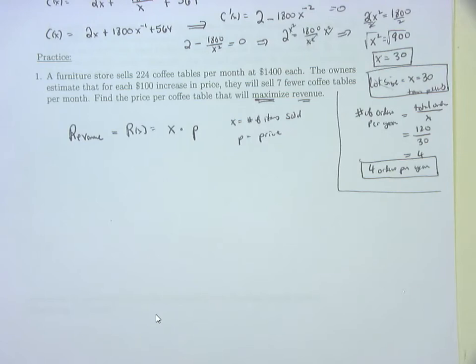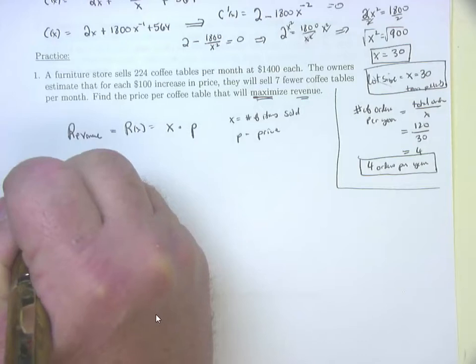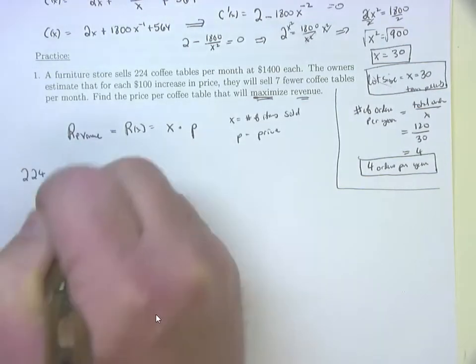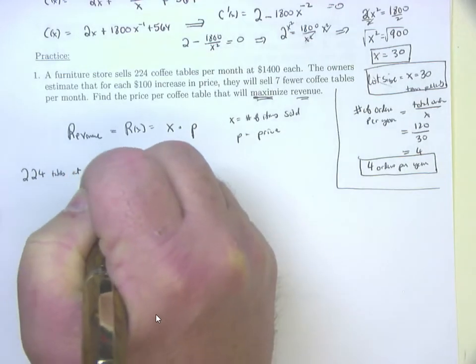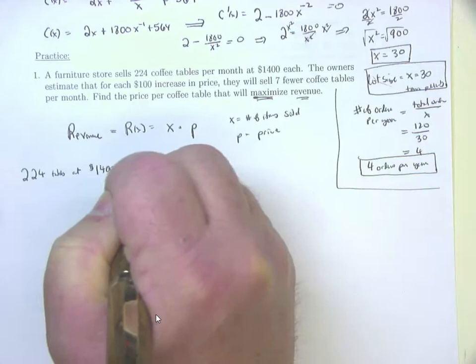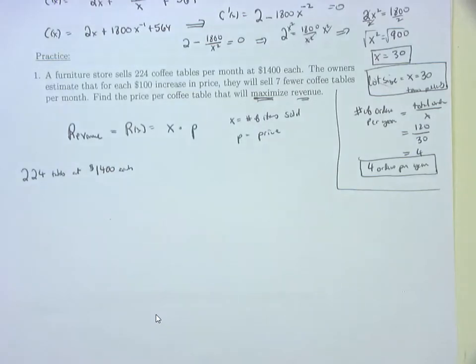So on this particular problem, let's understand what we got here. The furniture store sells 224 coffee tables per month at $1,400 each. So I'm going to sell 224 coffee tables at $1,400 each. But the owner estimates for each $100 increase in price. You understand what he's trying to go for? You know, to maximize revenue, charge more money.